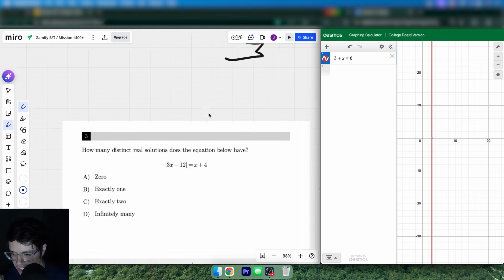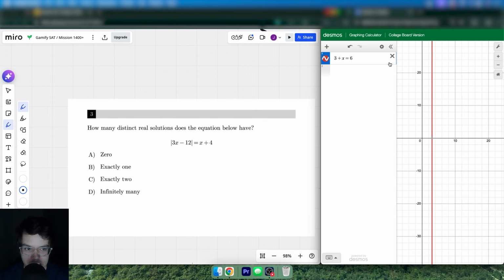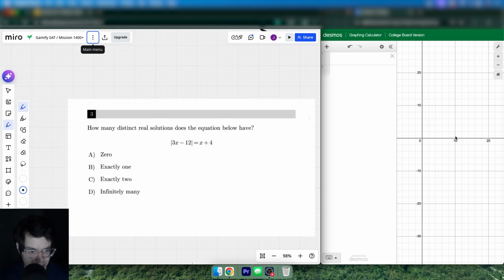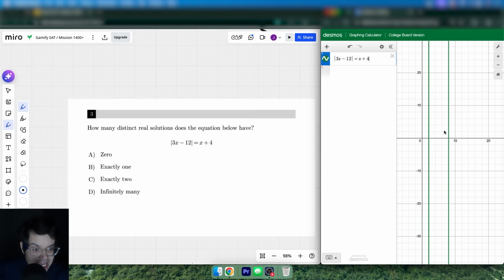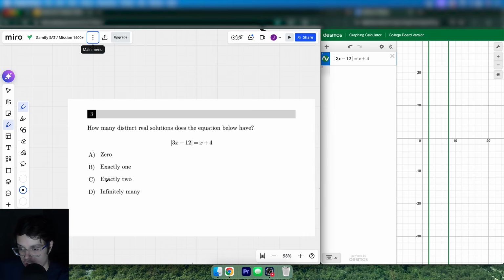Let's go through some practice problems. How many distinct real solutions does the equation below have? So for that problem I just showed you with the 3 and the 6, there was only one solution because it had only one line that passed through it. But there theoretically could be multiple different solutions. So I could say here 3x minus 12, and then say that's equal to x plus 4. We see here now they have 2 different lines. So both of these would work as solutions, so therefore the answer would be C, exactly 2.